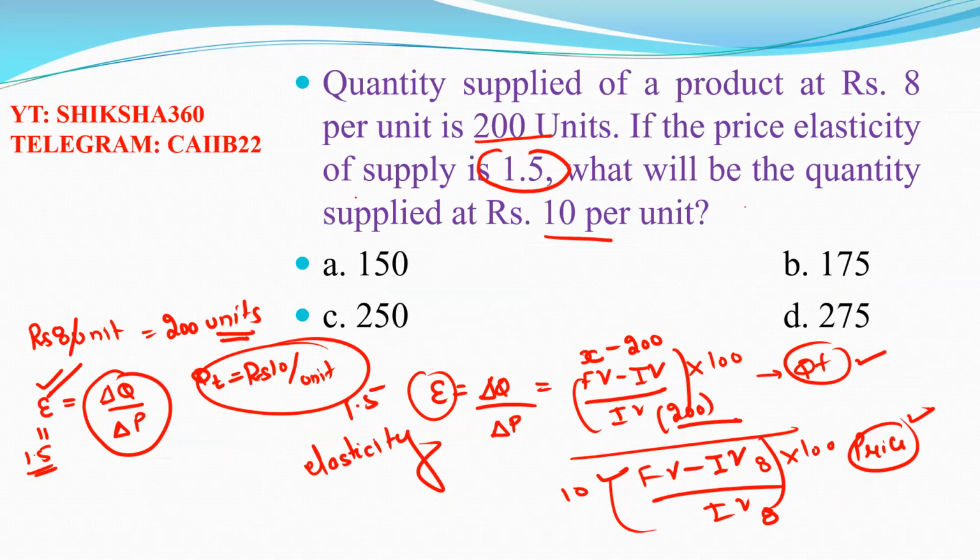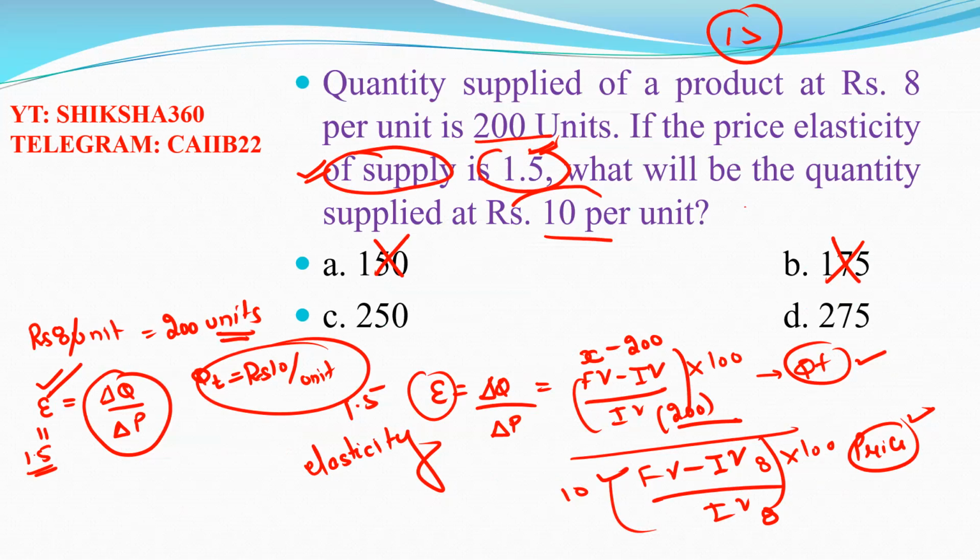So you will also get one idea here. This is basically price elasticity of supply. Clear? Price elasticity of supply. So this is not our answer. Basically, as this is 1.5, clear? This is above 1.